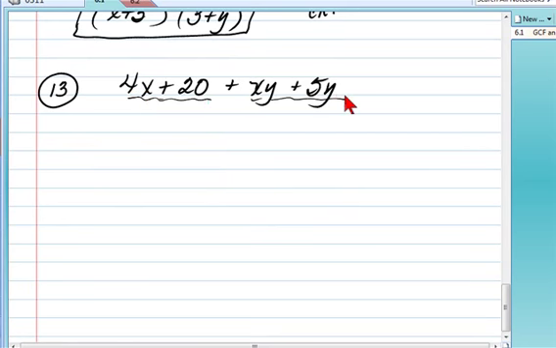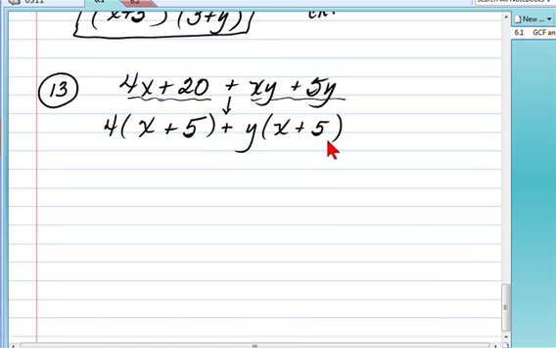First group, second group. What's in common in the first group? 4. And if I divide 4 into 4x, I get x. And if I divide 4 into 20, I get 5. Keep the sign. What's in common in the second group? Y. Is this the same problem? No, but it's very similar. Okay, y. And if I divide y into the first one, I get x, and y into the second, I get plus 5.